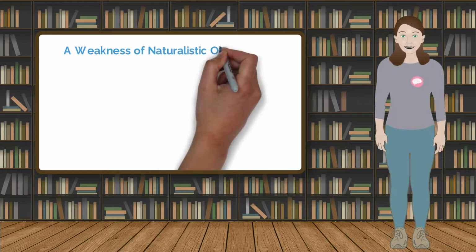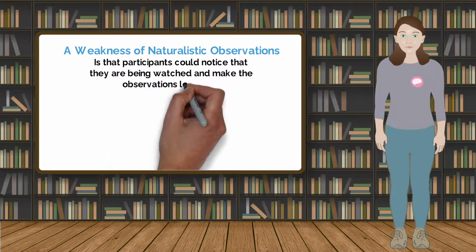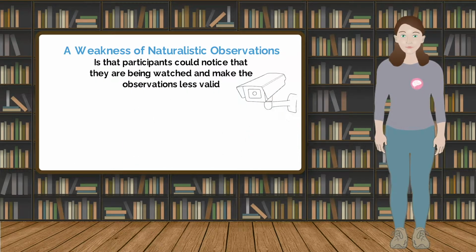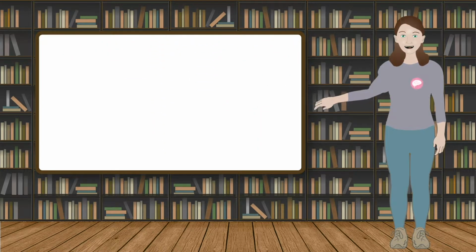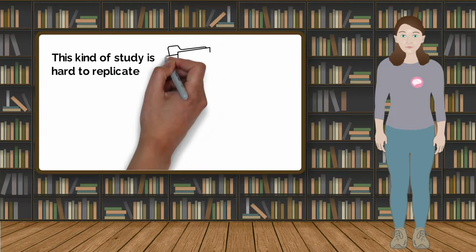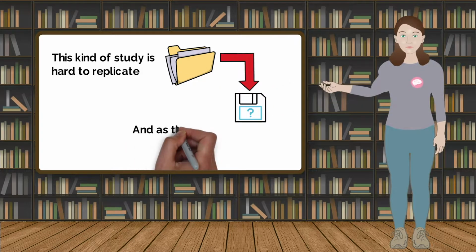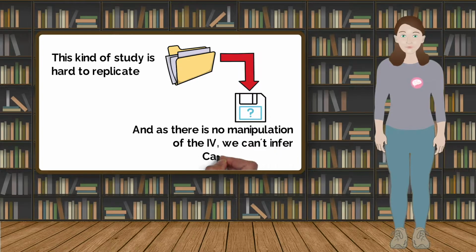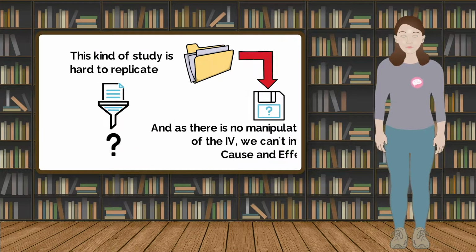A possible weakness of naturalistic observations is that if participants realise they're being watched, they may respond to demand characteristics, which therefore makes the observation less valid. Moreover, as it is in the participant's own environment, the environment is not controlled and therefore the study will be harder to replicate. Also, since there is no manipulation of the independent variable, as it is not an experiment, we cannot infer cause and effect.